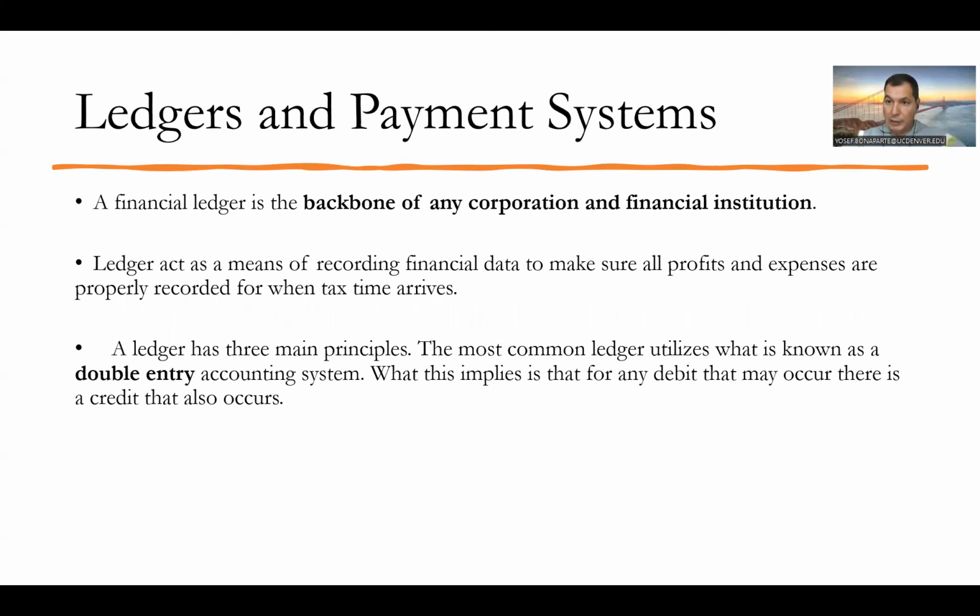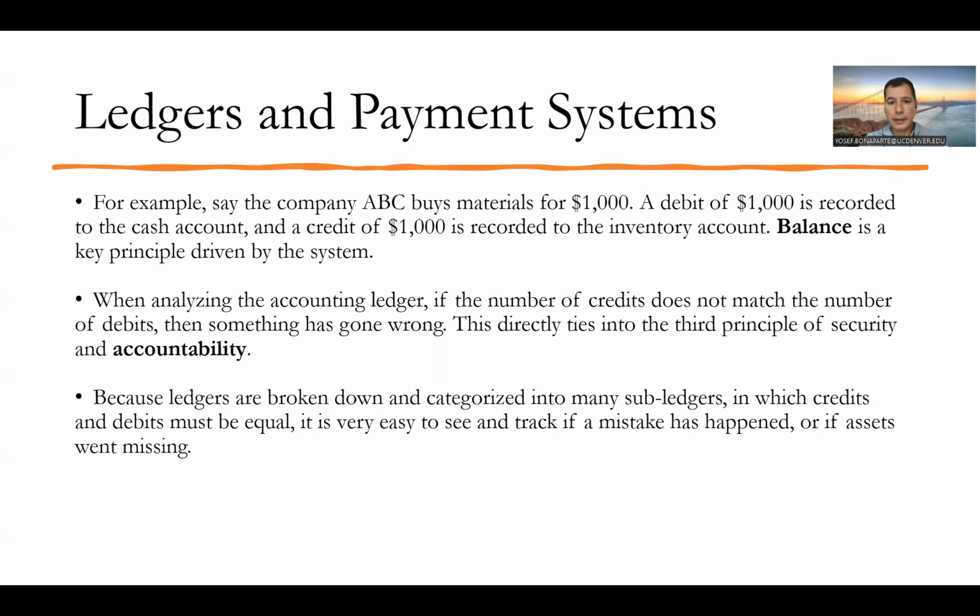The most common ledger utilizes what is known as double entry, which is an accounting system. When I give you cash, I get something, so double entry. It means I gave up some cash, I got some service. And here is an example. A company, for example, ABC buys material for $1,000. A debit of $1,000 is recorded to the cash account, and a credit of $1,000 is recorded to the inventory account. Balance is a key principle driven by this system.